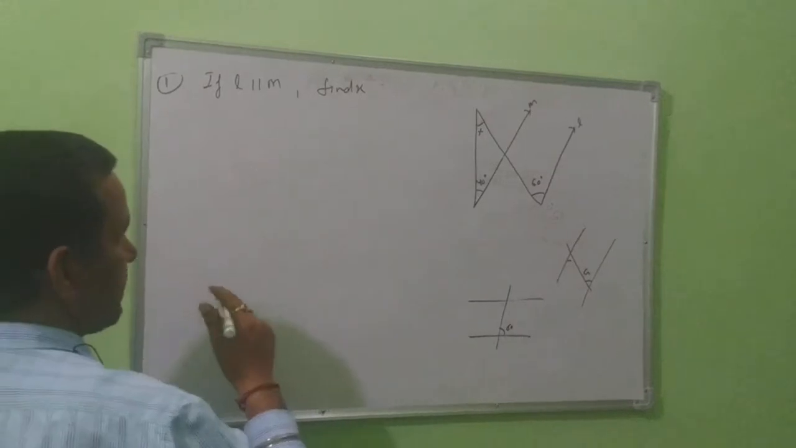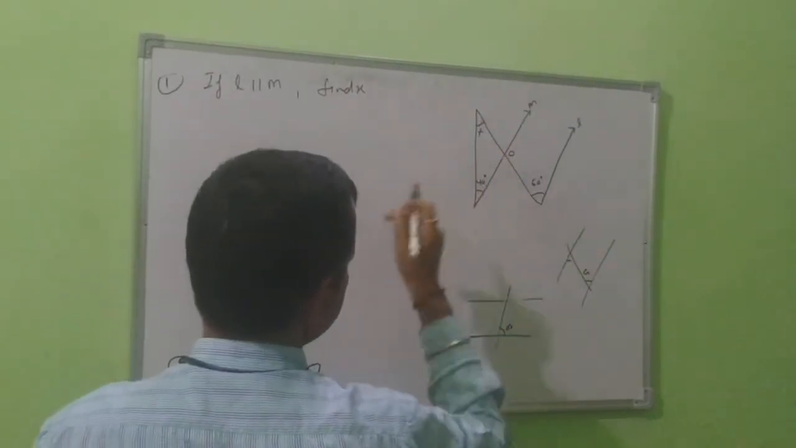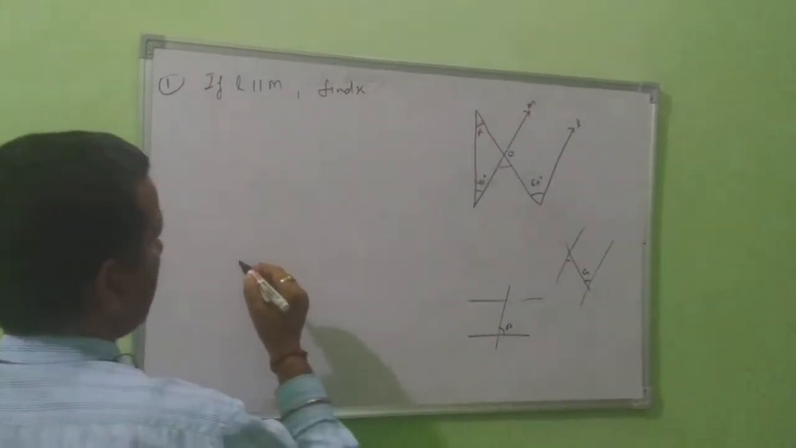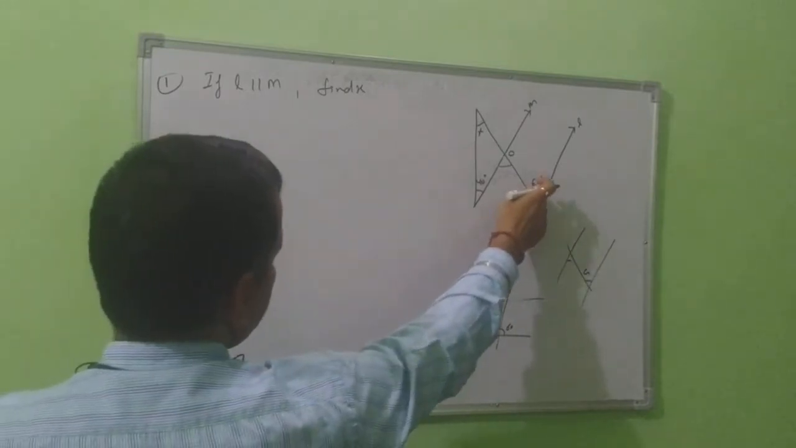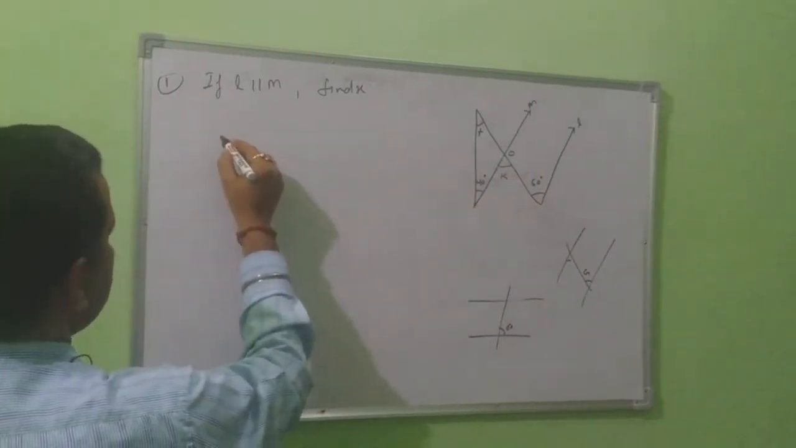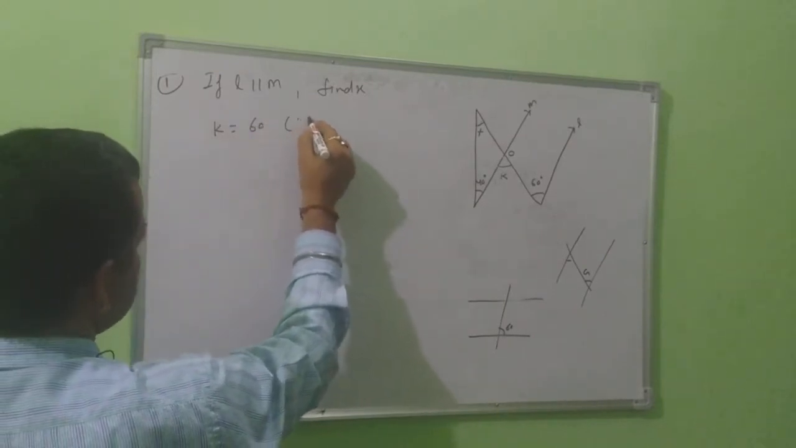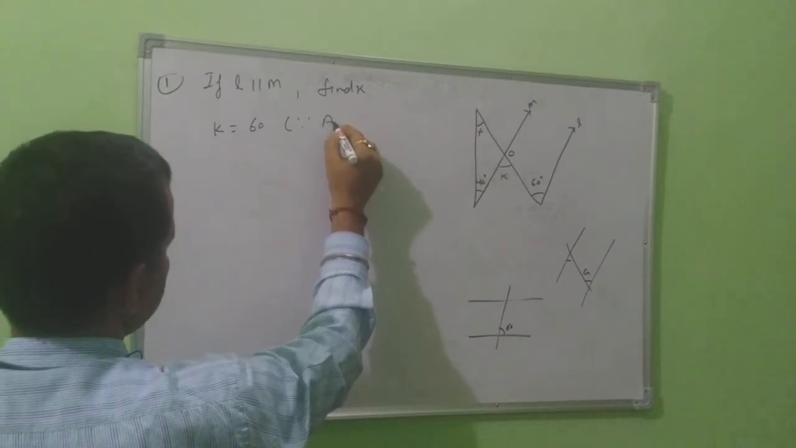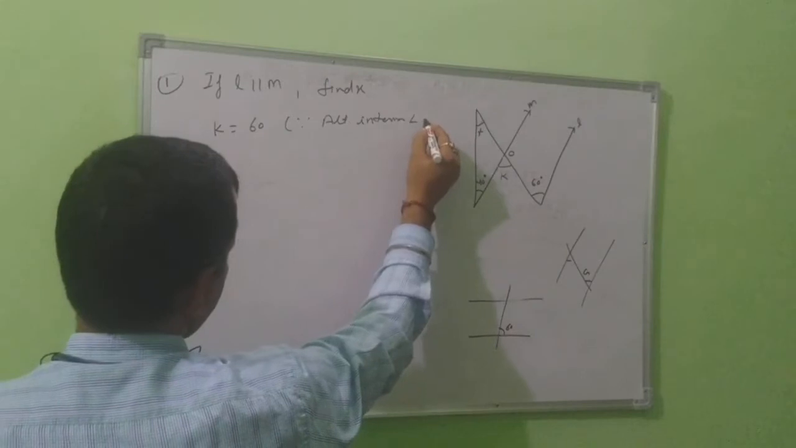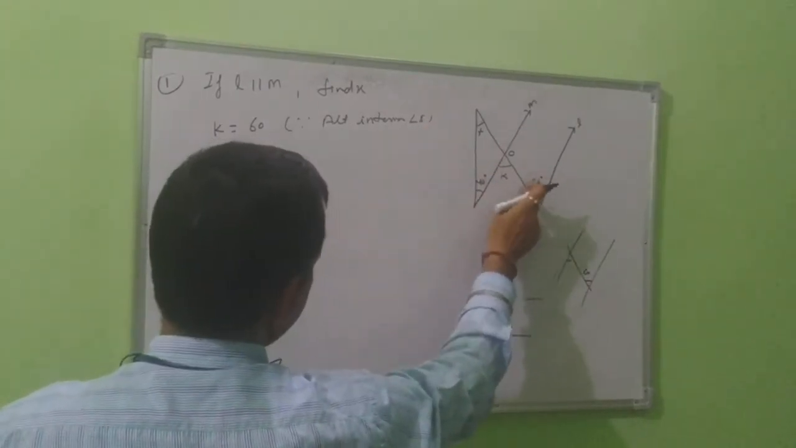Now suppose the intersecting point is O. Suppose the name of this angle is K. The value of this angle K equals 60 degrees. How is it possible? Because these are alternate interior angles. These angles have the relation of alternate interior angles.